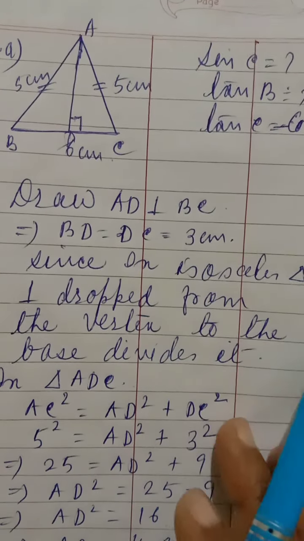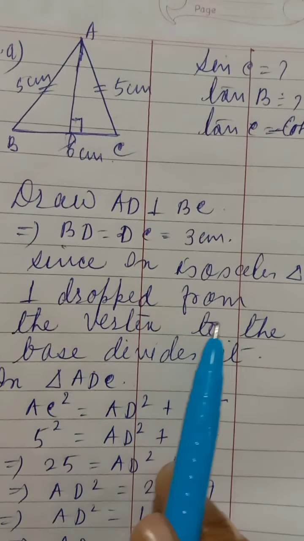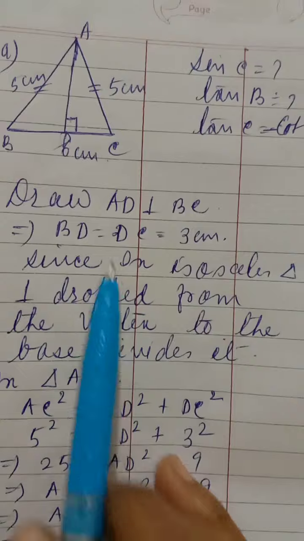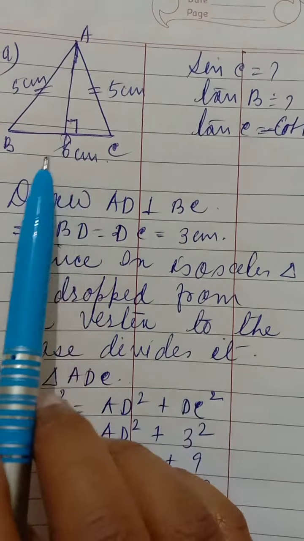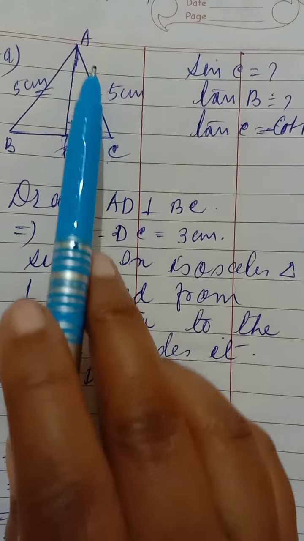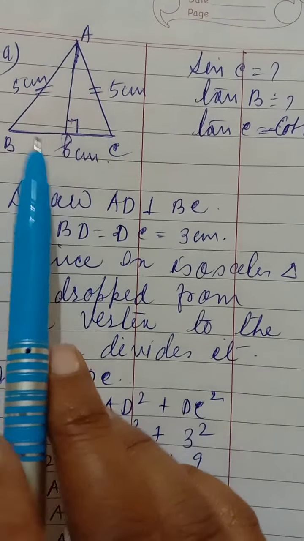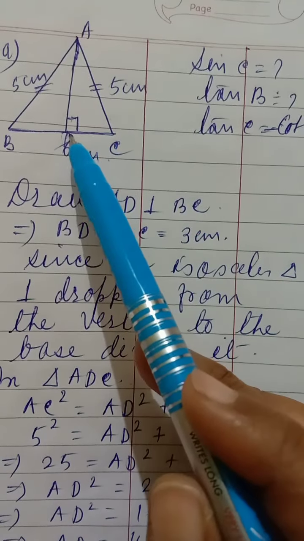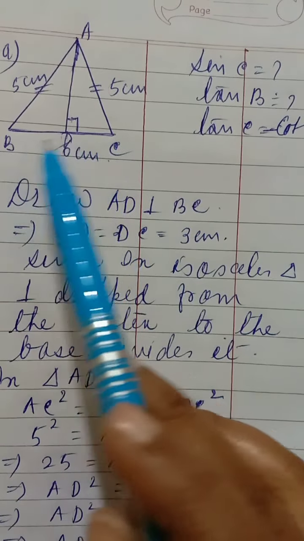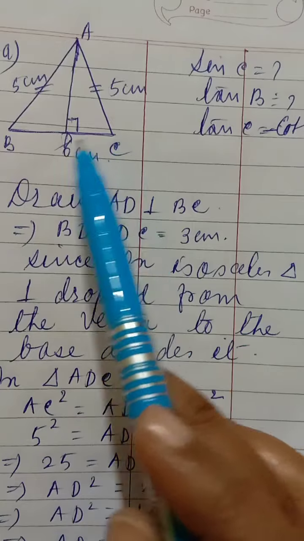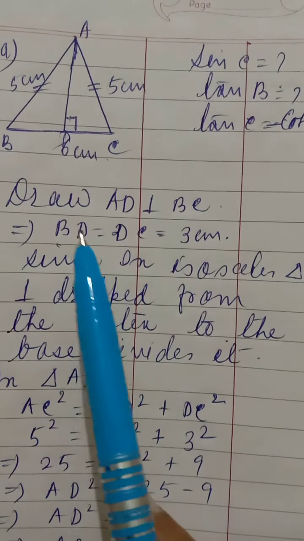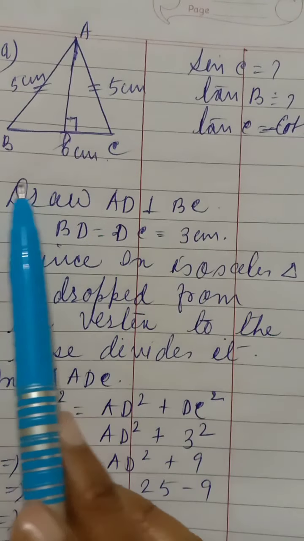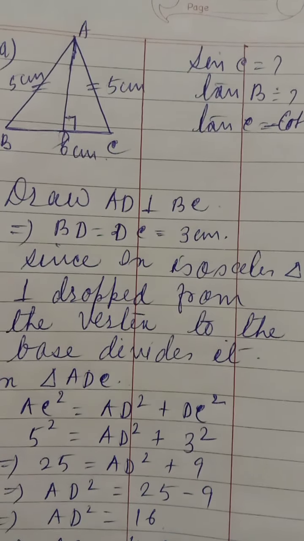Because in an isosceles triangle, if the perpendicular is dropped from the vertex to the base, because this is the unequal side, so this is known as the base of the isosceles triangle. If a perpendicular is drawn from the vertex to the base, then it will divide the base into two equal parts. So that is why we got BD equal to DC, 3 cm, because total BC was given 6 cm.